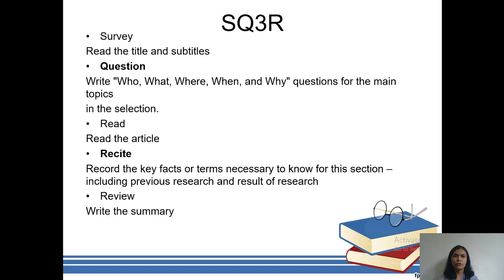And then after that you do the reading, and then you find out the facts or the important information, and then you start writing the summary.